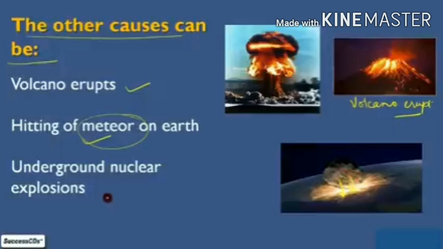Next is underground nuclear explosion. Here in the picture you can see, children, this is the underground nuclear explosion. So these are the other causes of earthquake, as they can cause the disturbance in the earth crust and lead to the occurrence of tremors.